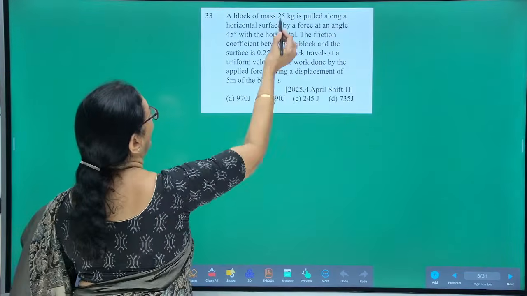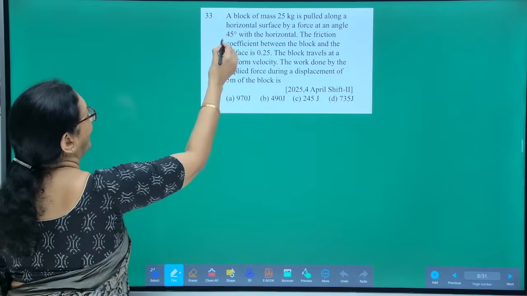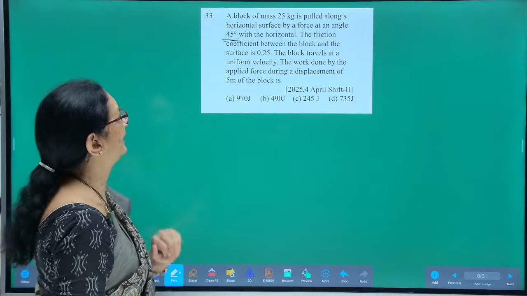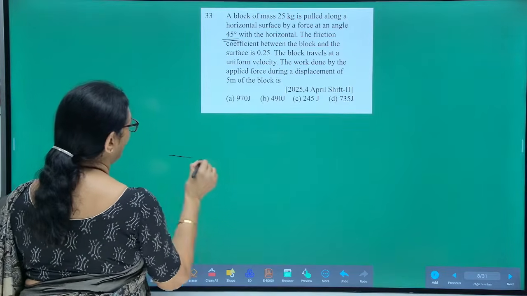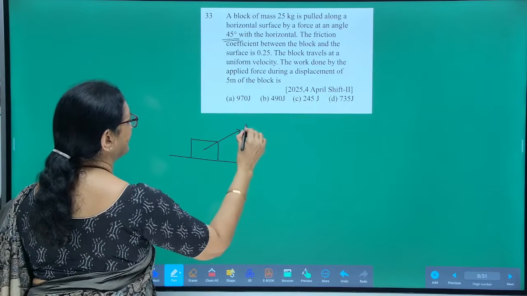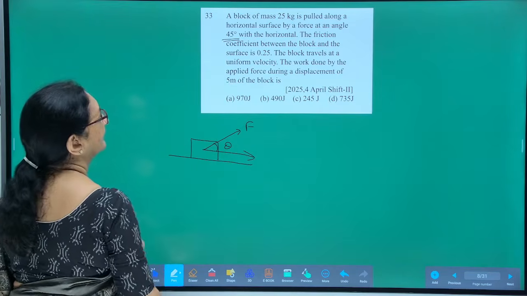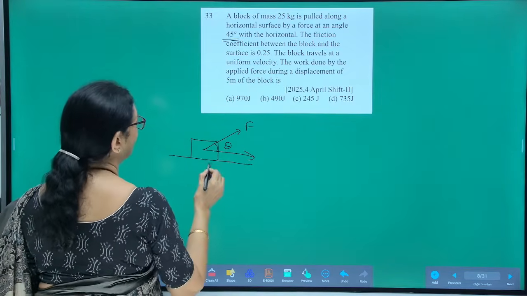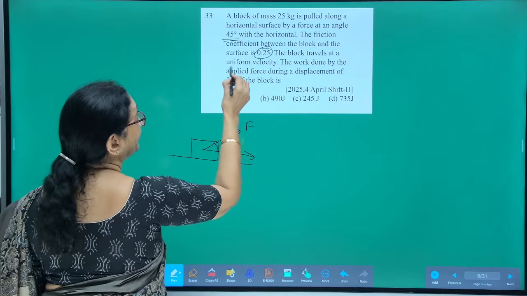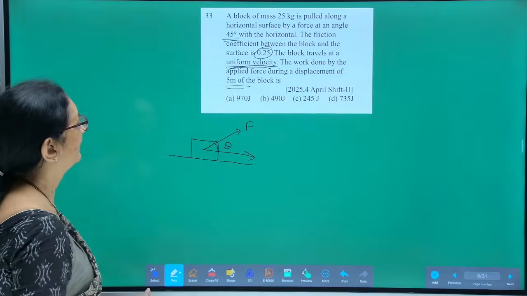Look here. A block of mass 10 kg is pulled along a horizontal surface by a force applied at an angle of 45 degrees. So, look here, this is a block placed on a horizontal surface, and a force F is applied at an angle theta. Right. The coefficient of friction mu is given as 0.25, and the block travels with uniform velocity. What is the work done by the force when the displacement is 5 meters?